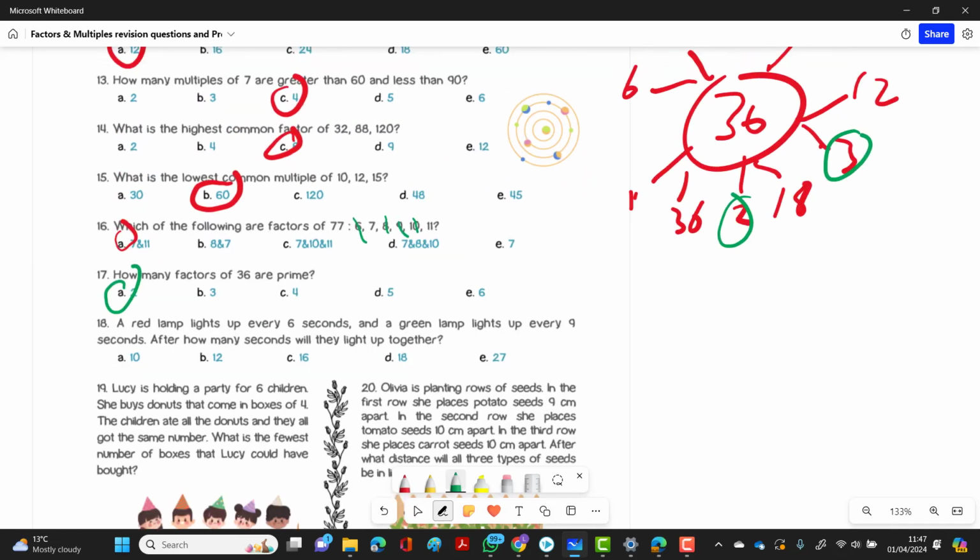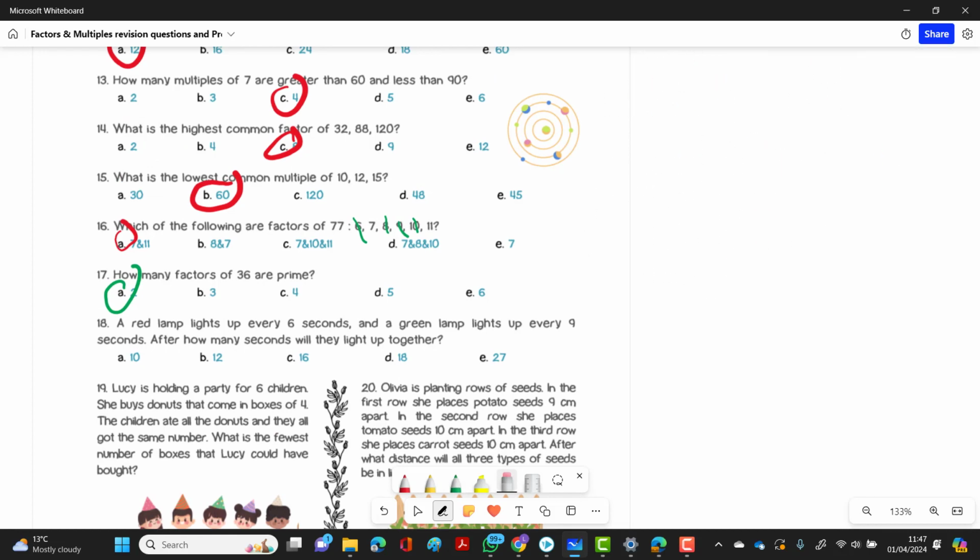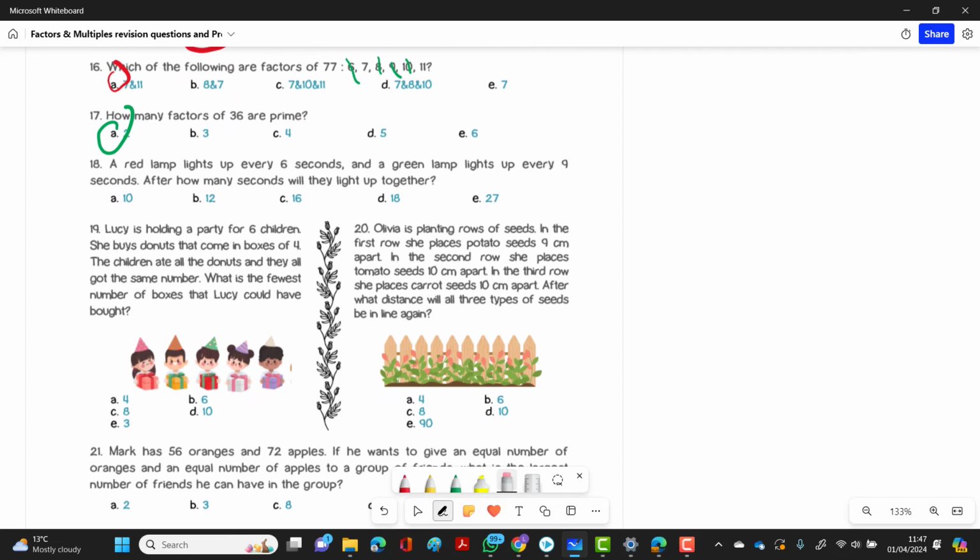Let's just rub these out. A red lamp flashes every 6 seconds, a green lamp every 9 seconds. So how many seconds until they light together? Well, that's going to be an LCM question. So the lowest number that appears in both of them. So you look at the 9 times table. It's going to be 9, 18. So it should be 18. There's a mistake here. No, it's so good. I changed.